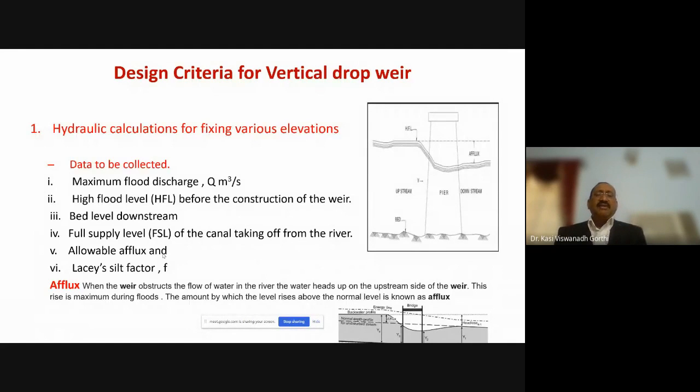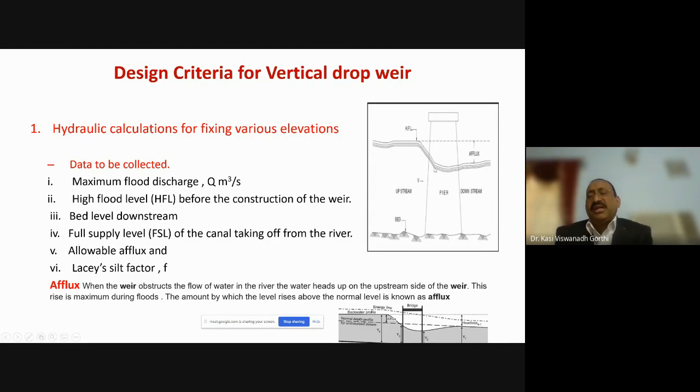Then the high flood level before the construction of the weir. What is the value of HFL when there is no weir, when the water is flowing? What is the maximum flood level that is coming? High flood level, HFL. Similarly, what is the bed level at the downstream of the proposed weir? Then the full supply level, FSL, of the canal taking off from the river, and what is the allowable efflux, and of course the lacey silt factor also is to be assumed appropriately or maybe known from the data available there.